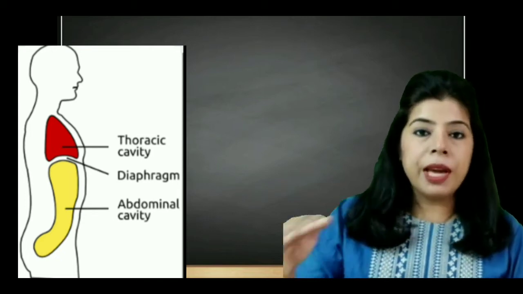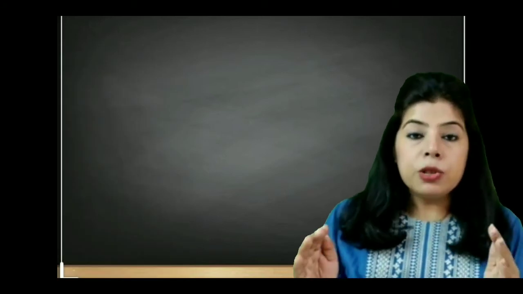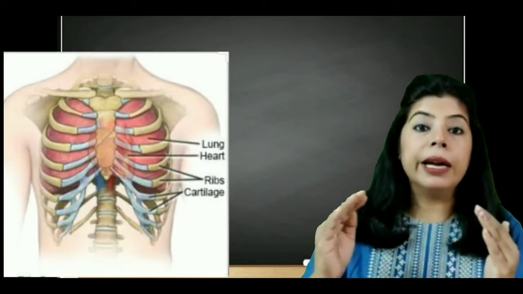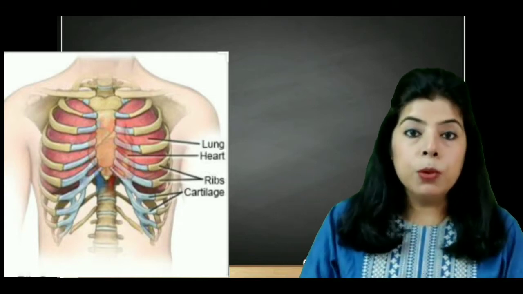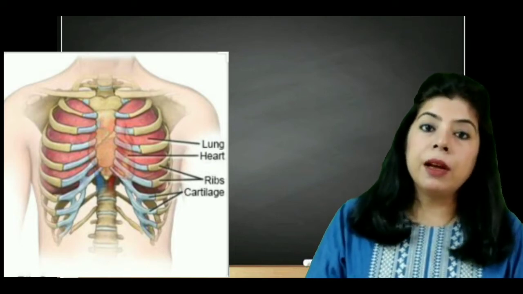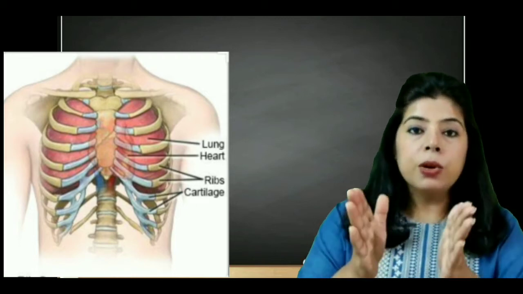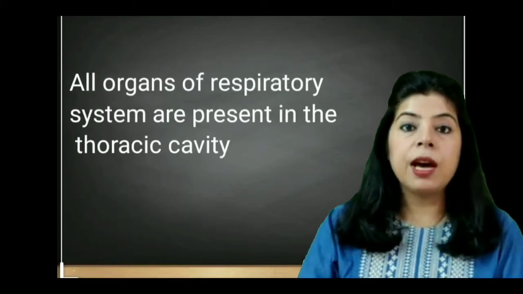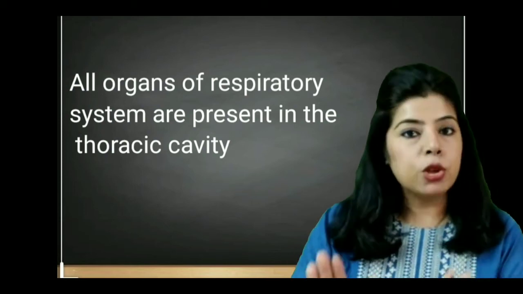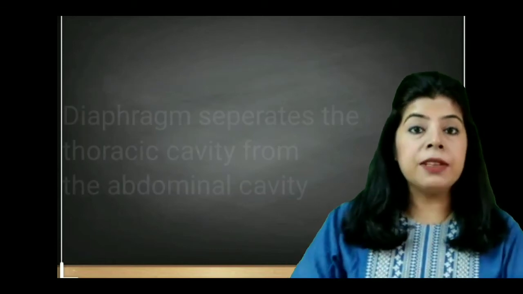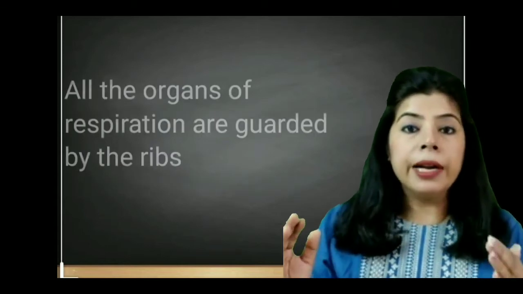The diaphragm separates the thoracic cavity from the abdominal cavity, and all the organs in the chest cavity are guarded by ribs on the outside. These ribs are the bones which protect the organs in the thoracic cavity. So get this point very clear: all the respiratory organs, the nasal cavity, the pharynx, the trachea, and the lungs, which constitute the respiratory organs of human beings, are in the thoracic cavity. The thoracic and abdominal cavities are separated by the diaphragm, and they are guarded by the ribs.